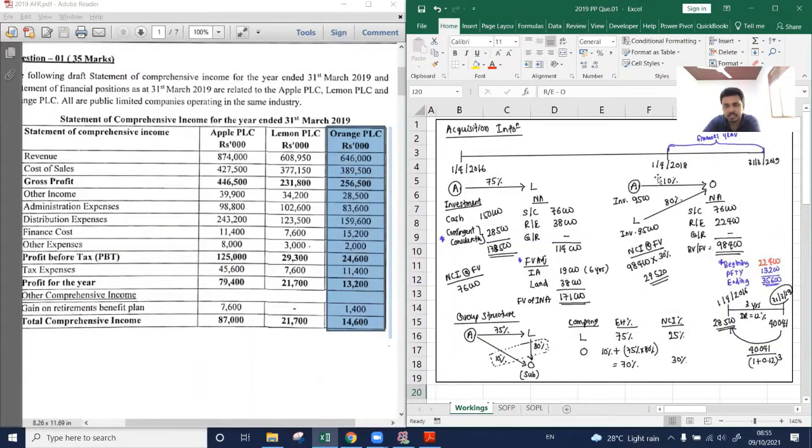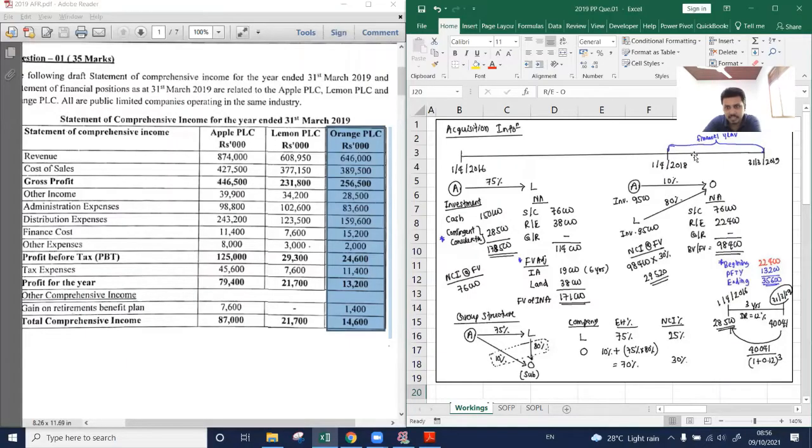Okay, we acquired Orange PLC exactly at the start of the year. Then this Orange PLC will remain as a subsidiary for us for how many months? For 12 months. Throughout this financial year, Orange PLC will remain as a subsidiary for all 12 months. Right? So we can consider these figures as they are.